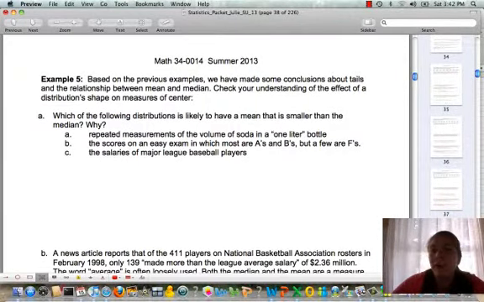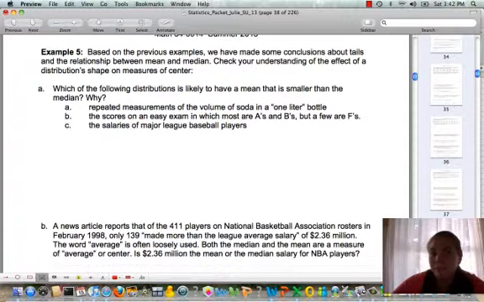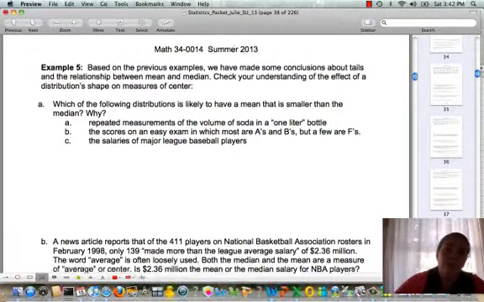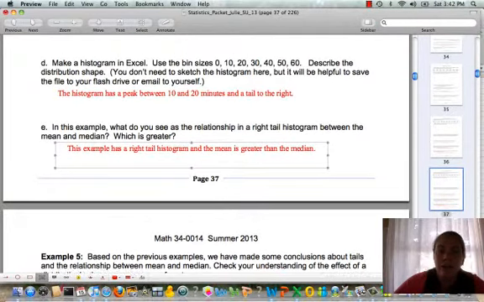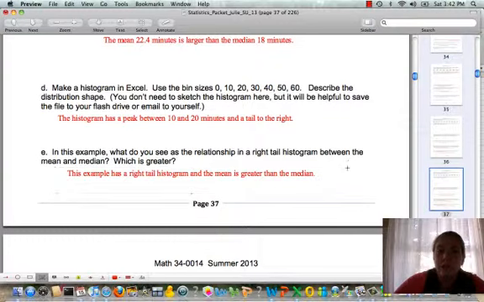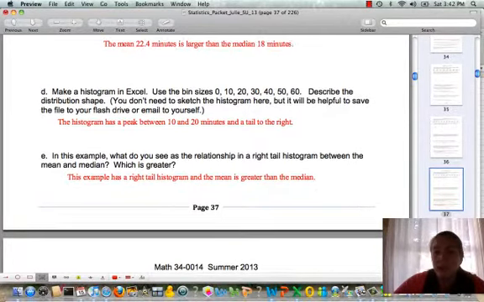This is example 5 on page 38. Based on these previous examples, we made some conclusions about tails and the relationship between mean and median. So let's go back and review those conclusions. In example 4, we concluded that there was a right tail histogram and the mean was greater than the median. And I showed you on the graph that the right tail is pulling the average, the mean, up.